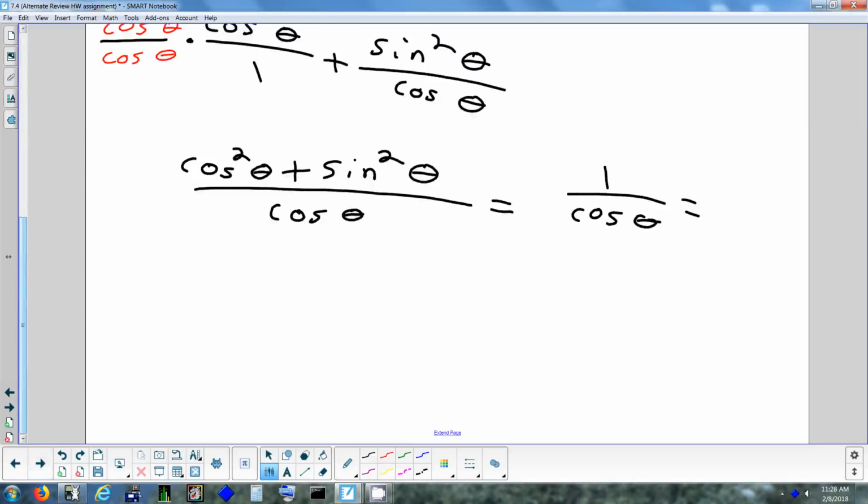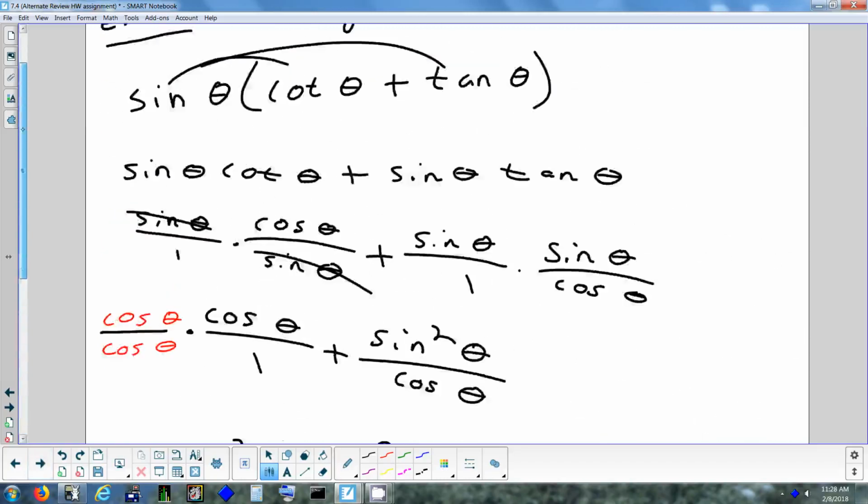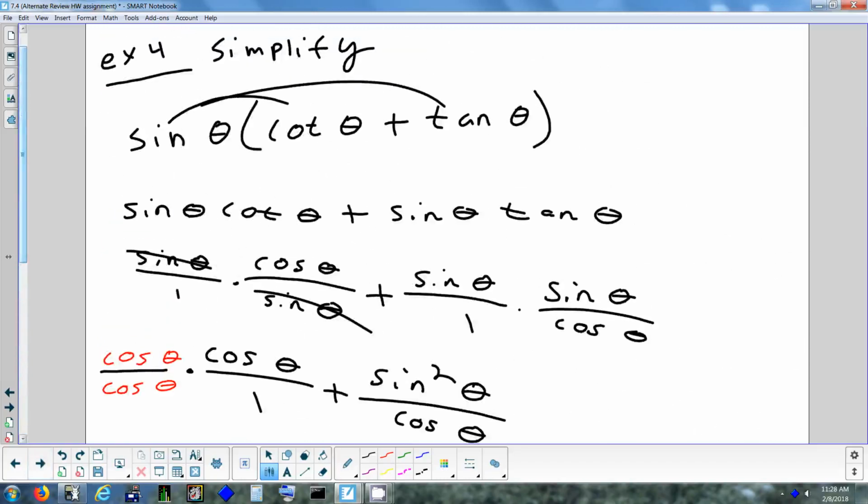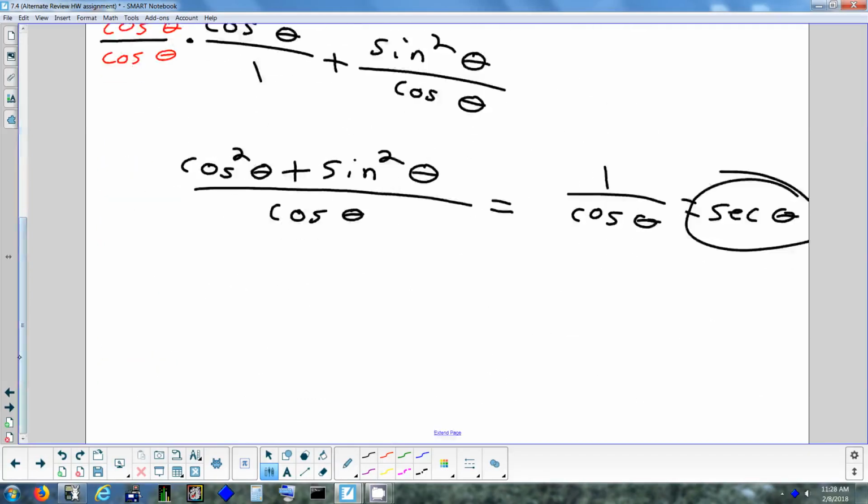And lastly, 1 over cosine, that's a reciprocal identity, it's secant. So given what we started with, we had 3 different trig functions with a distributive property and a sum. After simplifying the whole thing, the distributive is gone, the sum is gone, all 3 trig functions are gone, we're down to 1 function. Much, much simpler to work with.